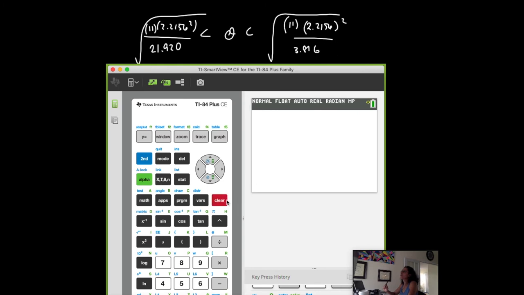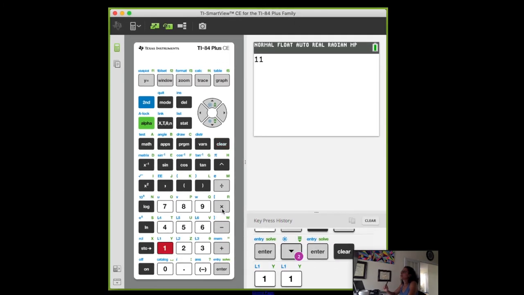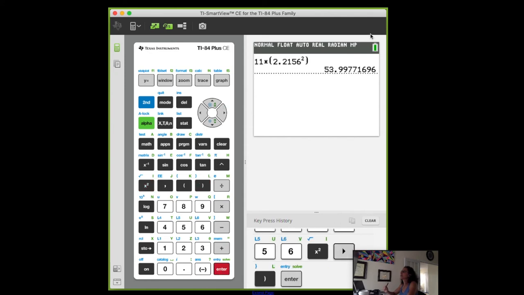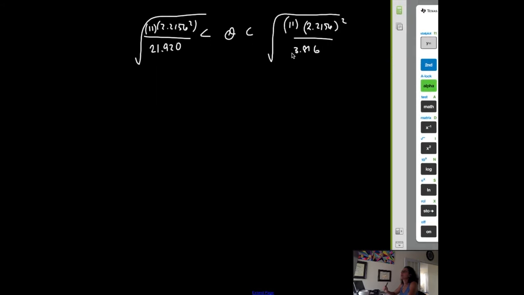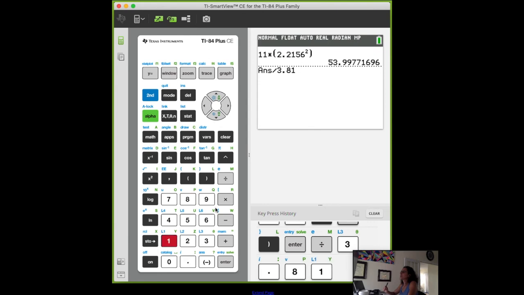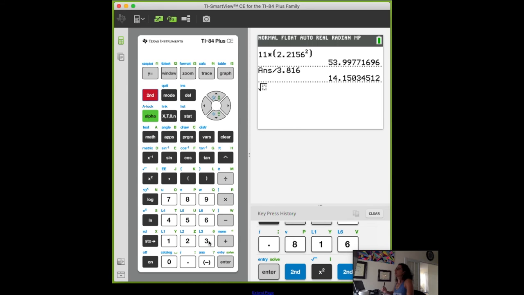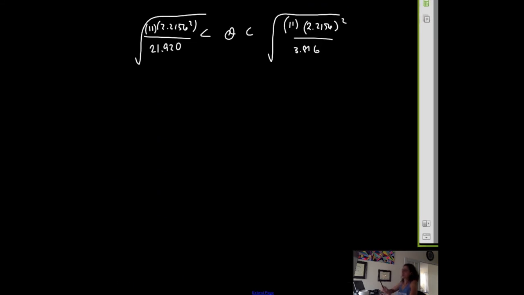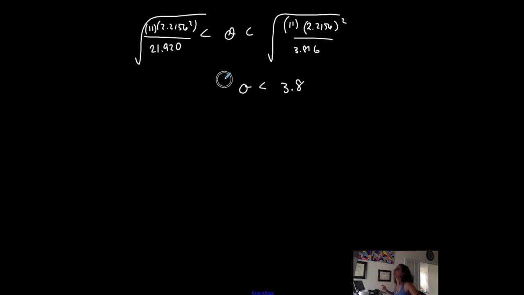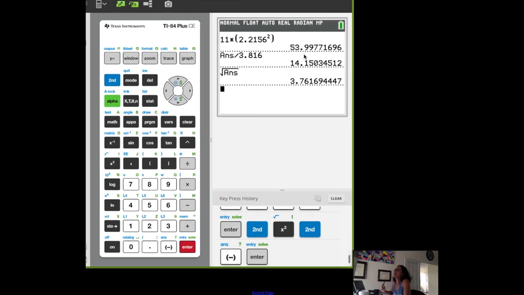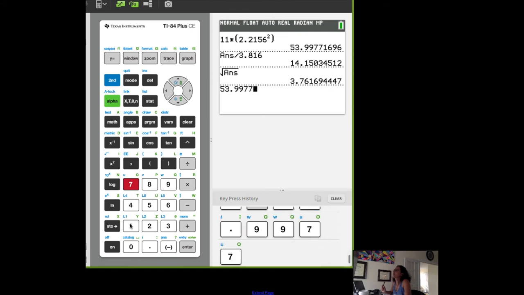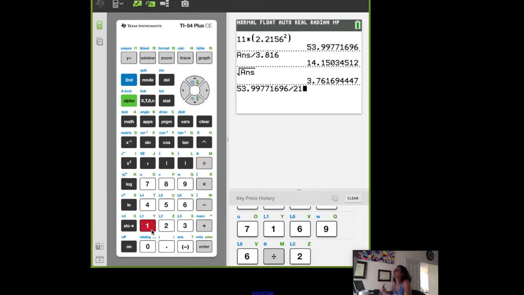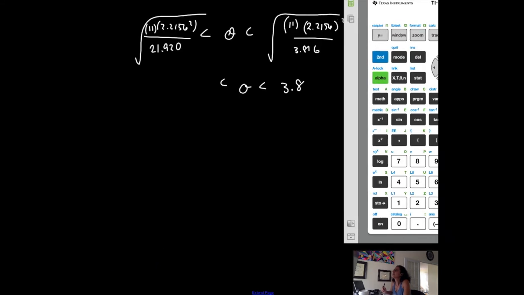I like doing the numerator first. 11 times 2.2156 squared is the numerator for both of them, so I'll have that value there. Now divide that. We'll go to the right side first: divided by 3.816, and we square root that. And I get 3.8, we'll say, on the right side. And on my left side, this number, 53.997761, divided by 21.920, and then take the square root of that. 1.6.